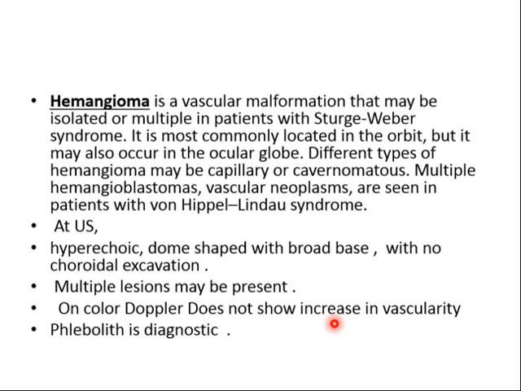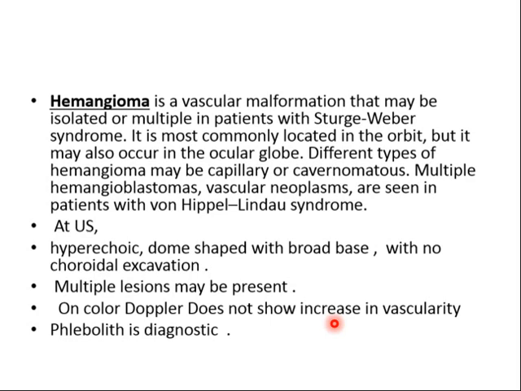Hemangioma is another type of mass in the posterior segment. It's a vascular malformation that may be isolated or multiple in case of Sturge-Weber syndrome. It's most commonly located in the orbit, but it may be seen in the ocular globe also. Different types of hemangioma may be capillary or cavernous. Multiple hemangioblastomas, vascular neoplasms, are seen in patients with von Hippel-Lindau syndrome.